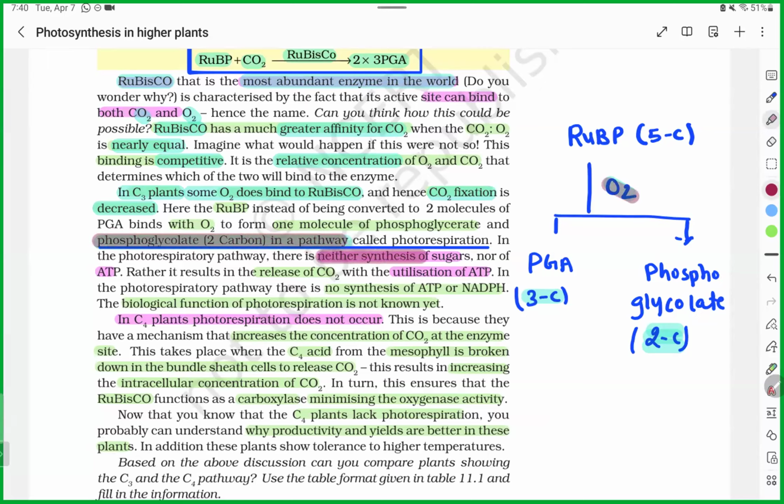No food formation in this case, no ATP formation. Instead, it results in the release of CO2 and utilization of ATP. ATP is wasted, no benefit. No ATP synthesis, no NADPH synthesis, only utilization. So we don't know what the benefit of this process is.